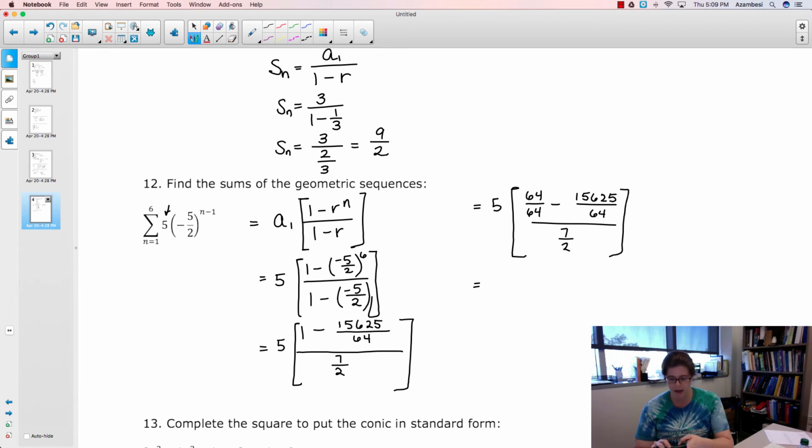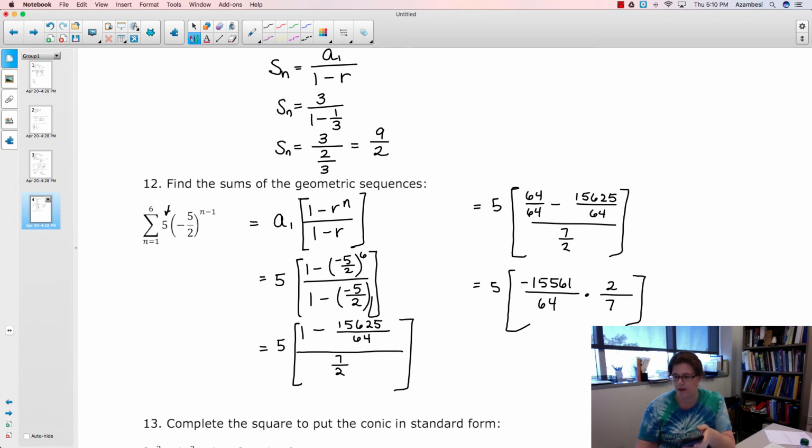So 64 minus 15,625 gives me 5 on the outside. On the inside, I have -15561 over 64, and I'm flipping the bottom, 2 over 7. 15561, let's see if it's divisible by 7, and it is. So I have -2223, still negative, and 64 gives me 32.